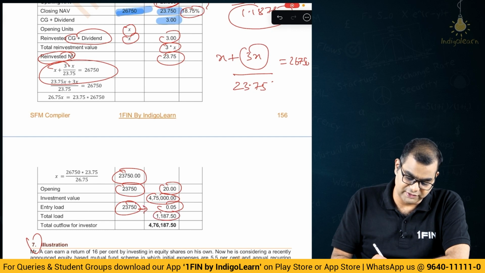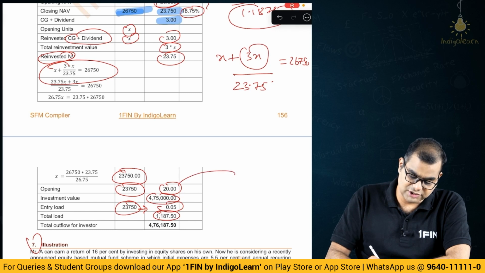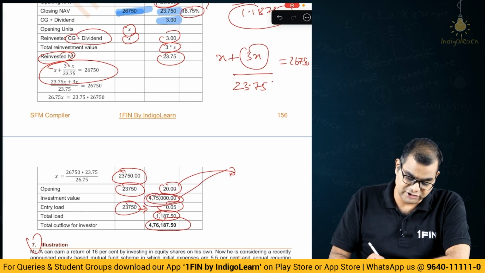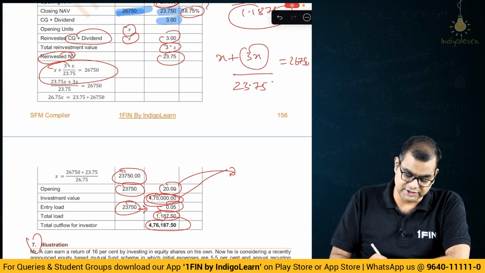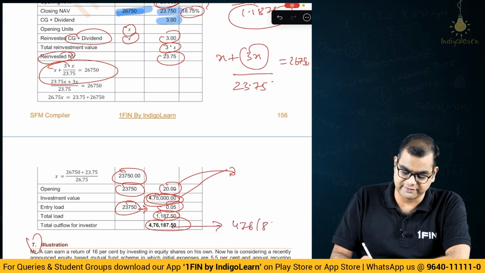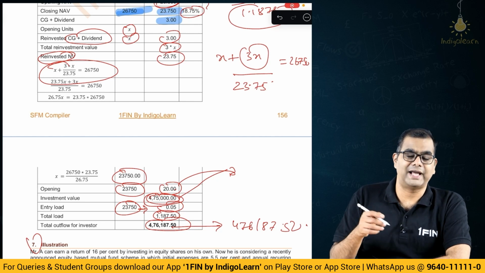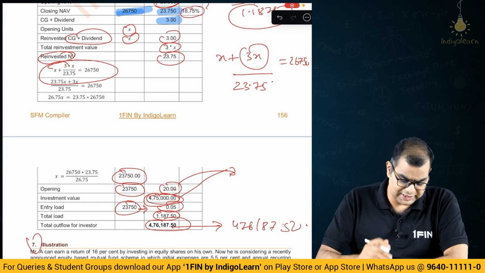23,750 into 0.05 will give you 1187.50. But the NAV that you will get is 20. But the investment that is made, or rather the value of the investment that you made, is 20 into 23,750, which is 4,75,000. But the actual outflow includes the entry load, which is 1187.5. So the total investment made is 4,76,187.50. Okay, this is your investment, but the NAV at which you are allotted is only 20 rupees. Right, which is what we allotted. So that is this particular problem.